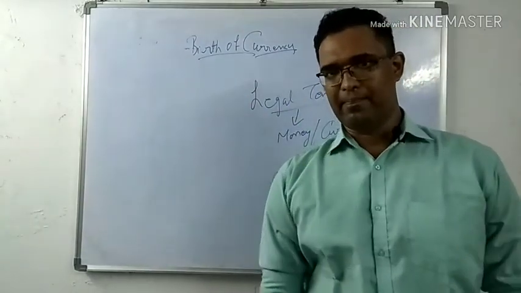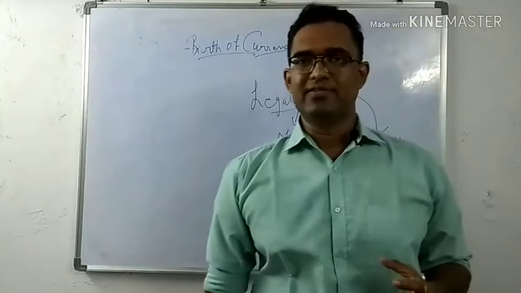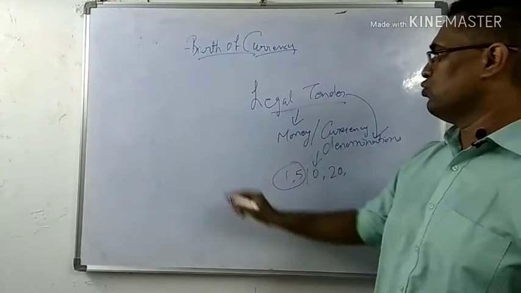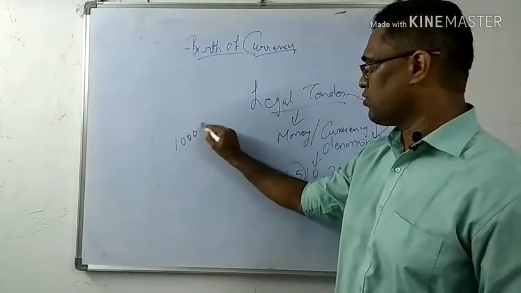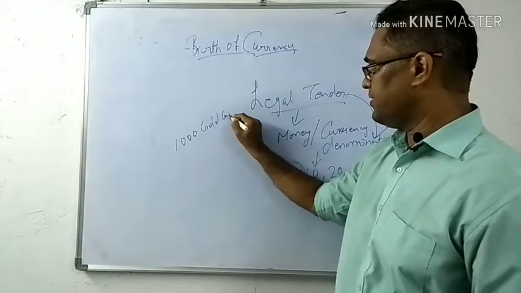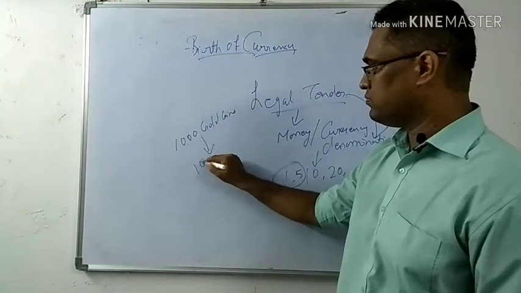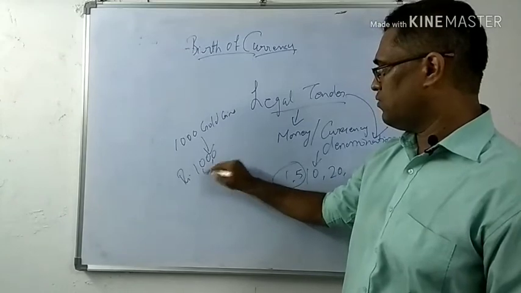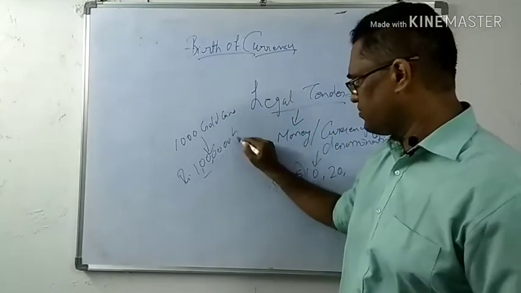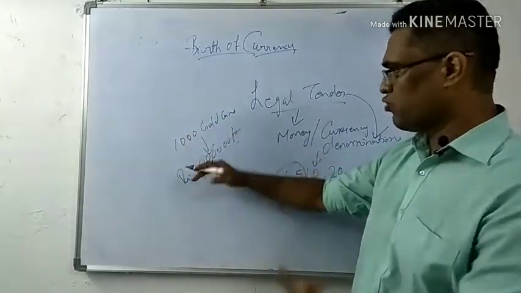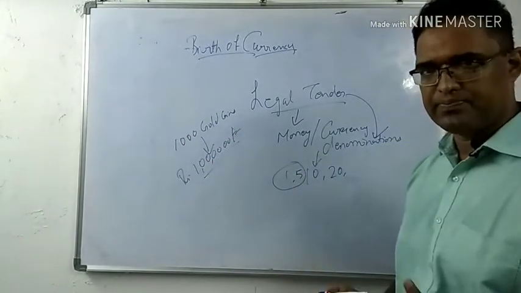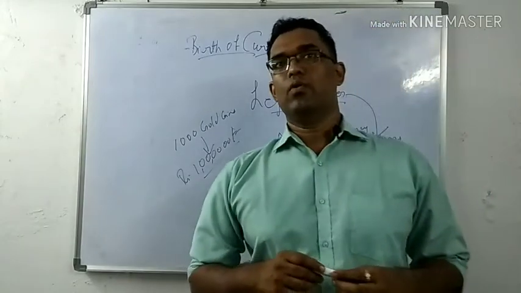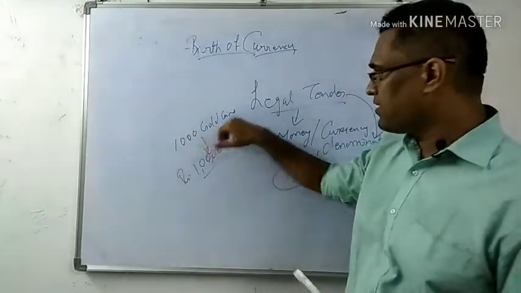Now another problem started coming. Governments became greedy. Suppose you are depositing 1,000 gold coins with the government, and the government is giving you, say, 1 lakh rupees. Just an example. The government has fixed that 1,000 gold coins would be worth 1 lakh rupees. The government gave you that. Now, this 1 lakh rupees is backed by 1,000 gold coins.